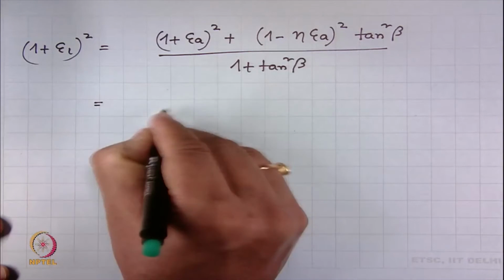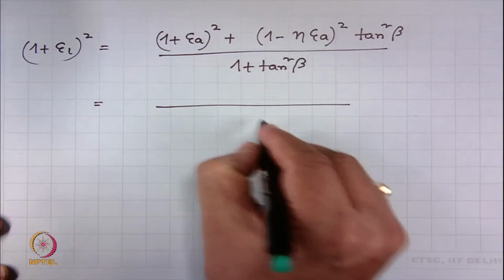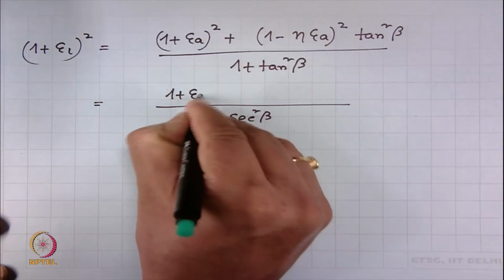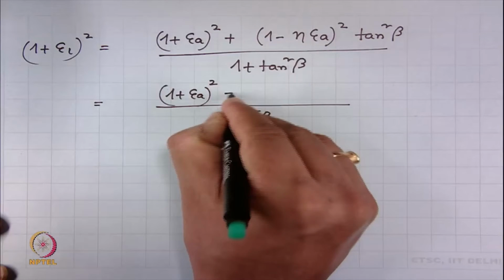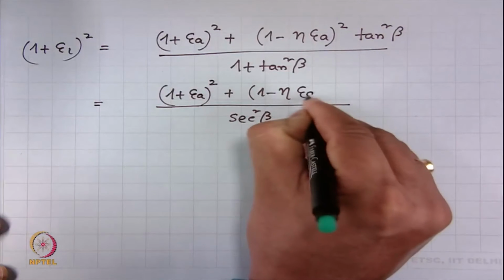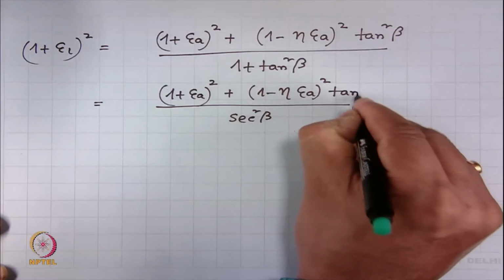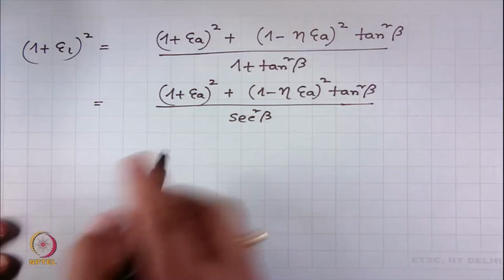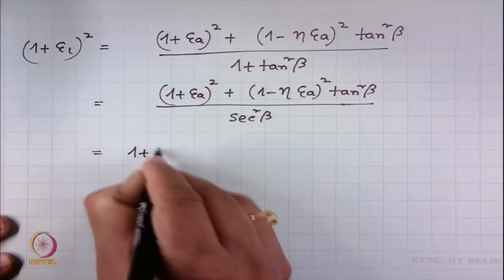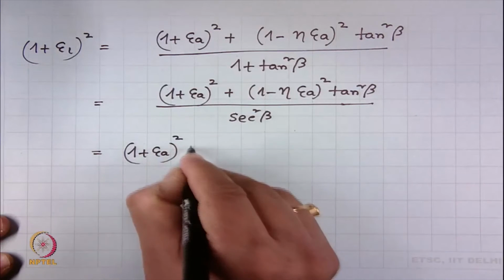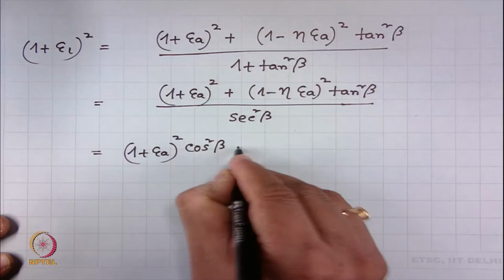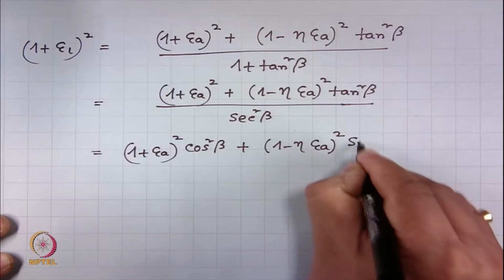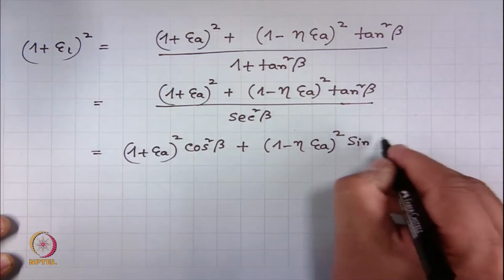1 plus tan square beta is sec square beta. We do not change the numerator. One by sec square beta is cos square beta. Tan square beta into cos square beta is sin square beta.